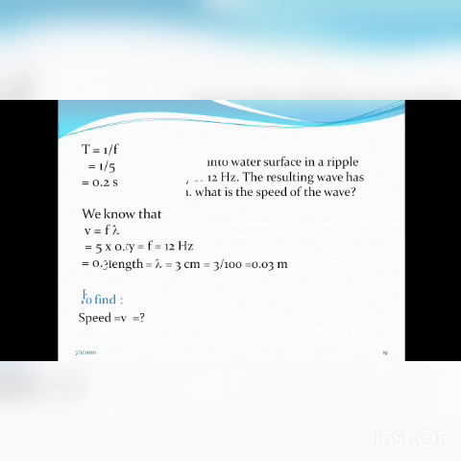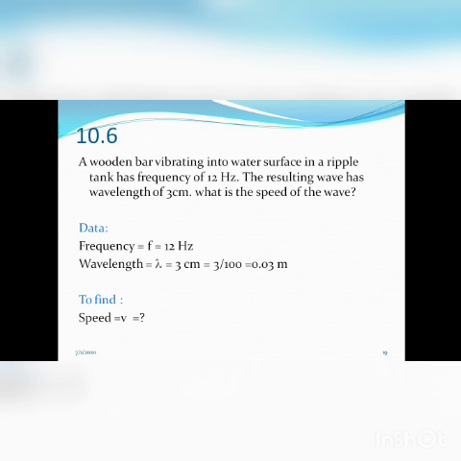Numerical 10.6. A wooden bar vibrating into the water surface in a ripple tank has a frequency of 12 Hz. The resulting waves have a wavelength of 3 cm. What is the speed of the wave? Data. Frequency f is 12 Hz. Wavelength lambda is 3 cm. Again, we will convert into meters. 3 divided by 100 will be equal to 0.03 meter.